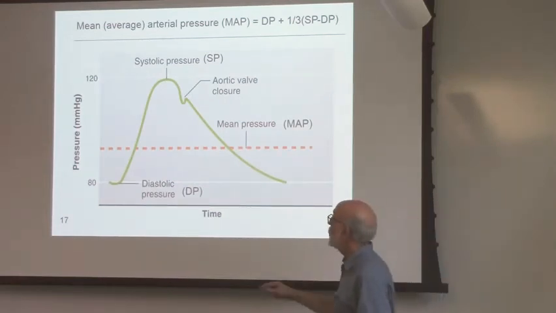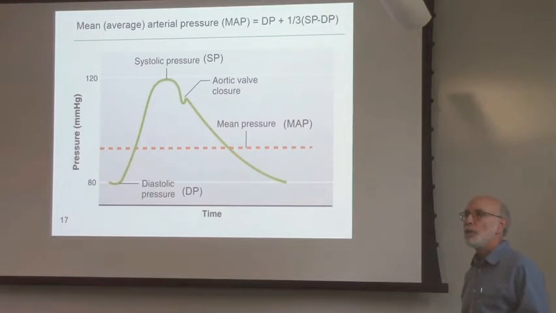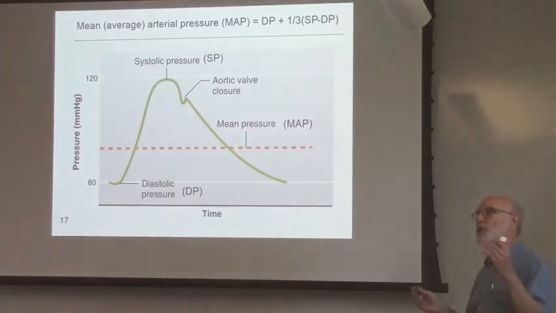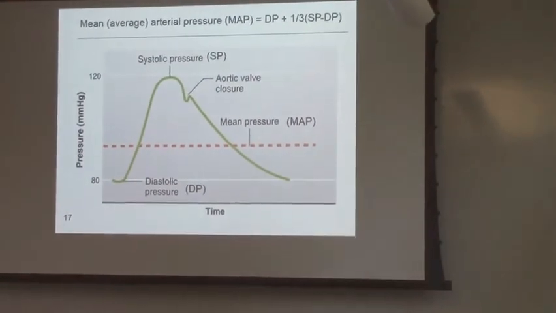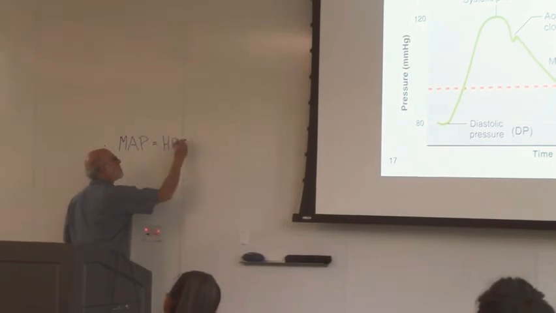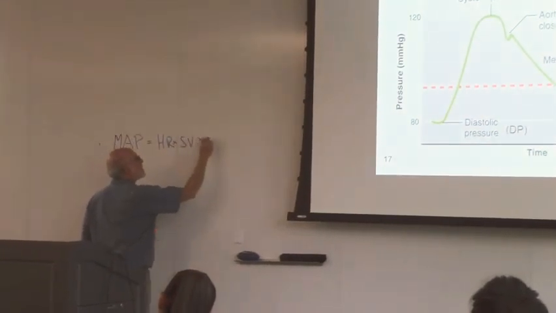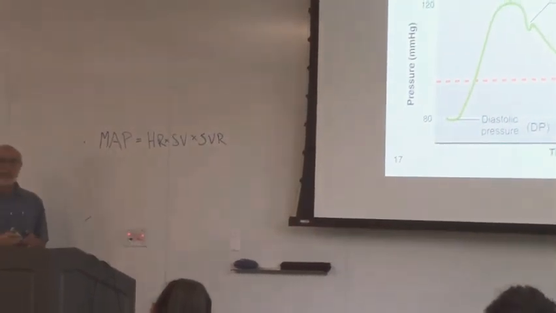So I erased the equation, but hopefully you remember that when we talk about pressure, we don't usually talk about systolic and diastolic pressure. Remember, what am I talking about? I'm talking about my mean arterial pressure equation. Mean arterial pressure is equal to heart rate times stroke volume times systemic vascular resistance. Did I get that right?